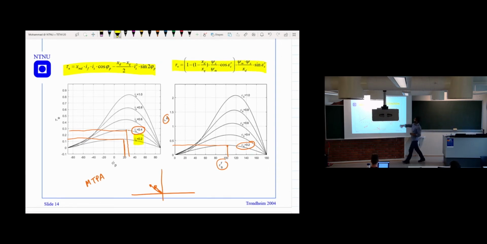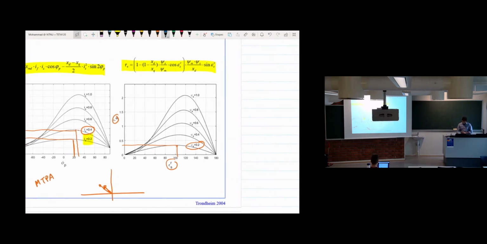Here, this angle is the stator flux position. If you look at how the stator flux position looks, we have the d-axis and the q-axis, and this is the stator flux here, psi_S, and this is the angle, epsilon, psi_S, R.